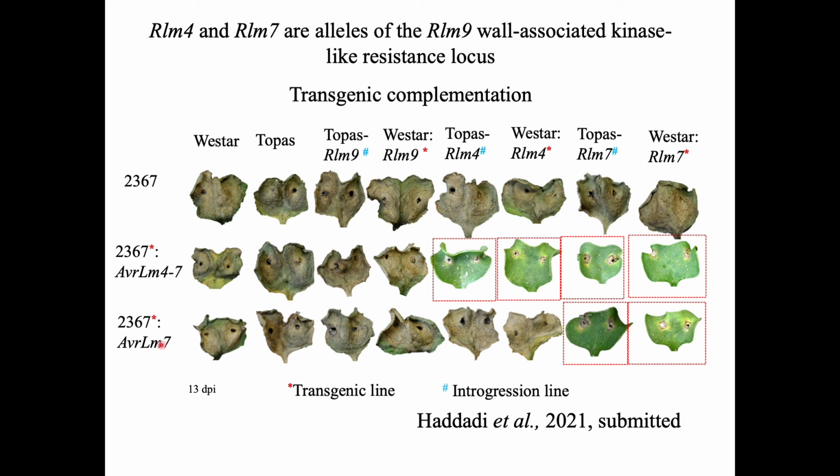We generated a transgenic line of 2367 with AVRLM7 only, and we show the race specificity of the genes that we have cloned. It shows resistance only on Topaz RLM7 as a control and WAS RLM7 as a transgenic line. It does not respond to RLM4, as we expect, or RLM9. So this clearly shows that we have been successful in cloning these genes. We have submitted this paper recently, and hopefully we'll be able to share it with you in the near future.